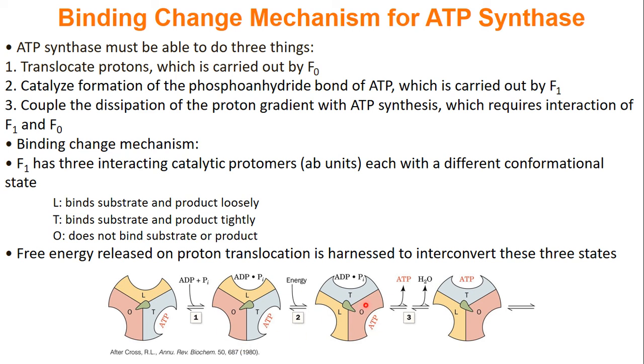And in the O state, we can't be bound to any products or substrates. So ATP is released. In the T state, we bind our products tightly. So the ADP and Pi are going to be forced together to make ATP. In the L state, our substrate and products bind loosely. So we're going to bind another ADP and start the cycle over. So that's what's going on in our F1. That's how we're making ATP.